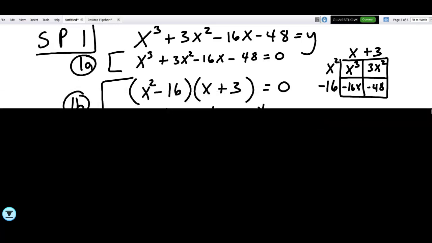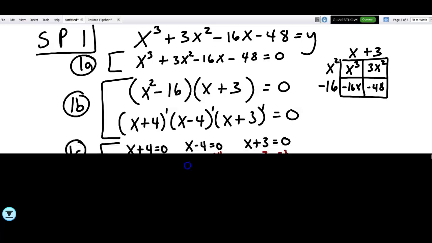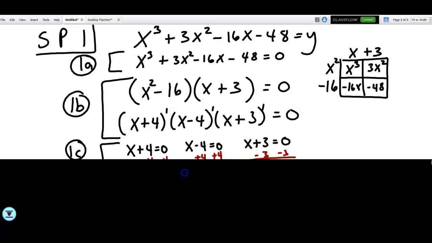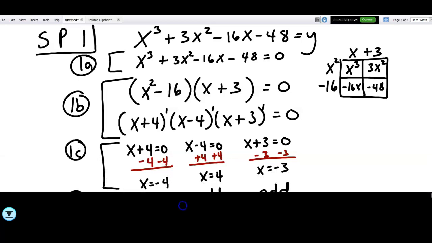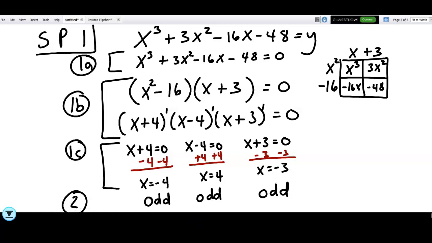And I got x squared minus 16 times x plus 3. Then we have a difference of squares there, as you can see. X squared minus 16 becomes x plus 4 and x minus 4. I don't have any factors repeated this time, so I'm not going to put them together as a square. Let's move on to the next step, where you set each factor equal to 0 and solve. And that concludes step 1. So my roots are -4, 4, and 3. I'm sorry, -3.